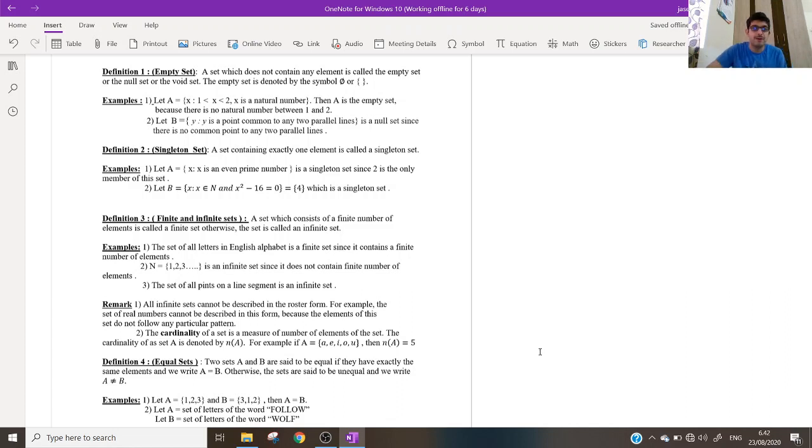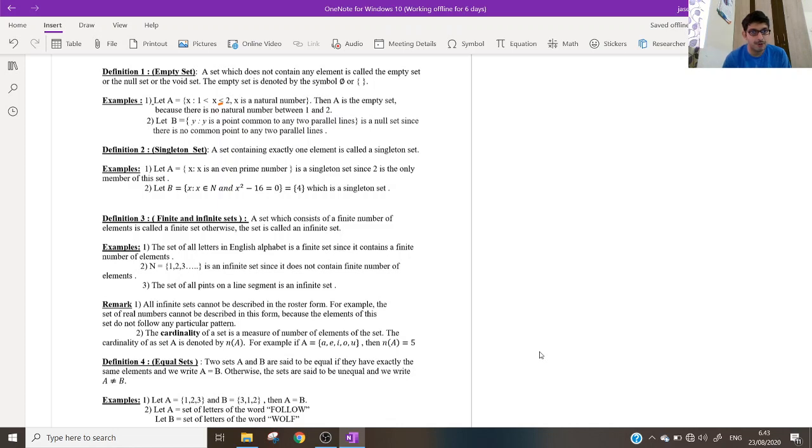Now we move to different types of sets. The first set is the empty set, null set, or void set. A set which does not contain any element is called the empty set, or the null set, or the void set. For example, x such that x is a natural number lying between 1 and 2. You know that there is no natural number between 1 and 2, so this is a null set or an empty set.